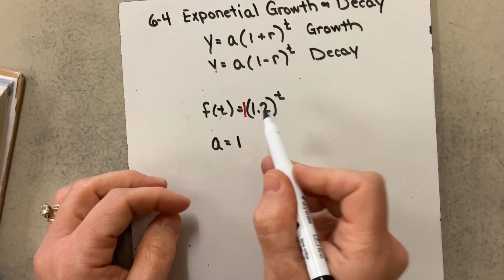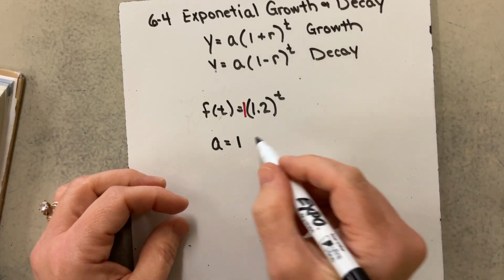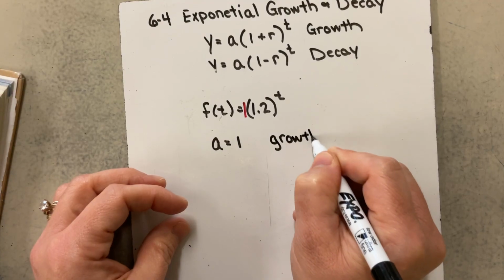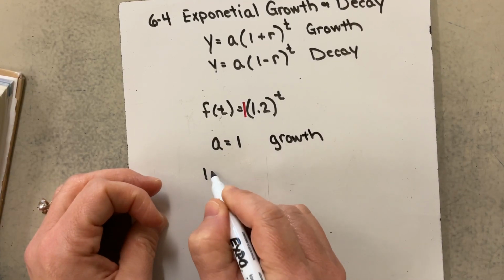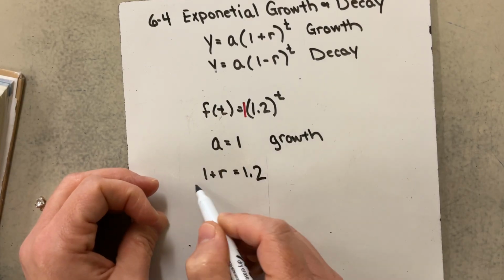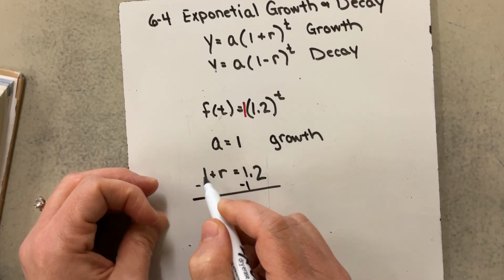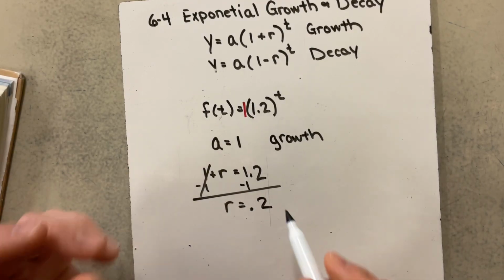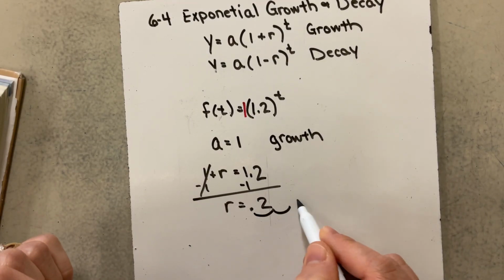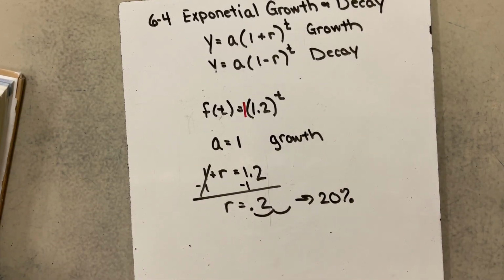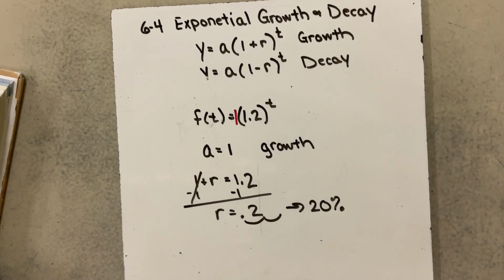Now, 1.2 is more than 1, so I know it must be a growth. And I know this would be 1 plus my rate equals 1.2, right? So if I subtracted that 1, I would get my rate is 0.2. But again, don't forget, move it 2 times to find your percent, and that would give you a 20% growth. Okay.